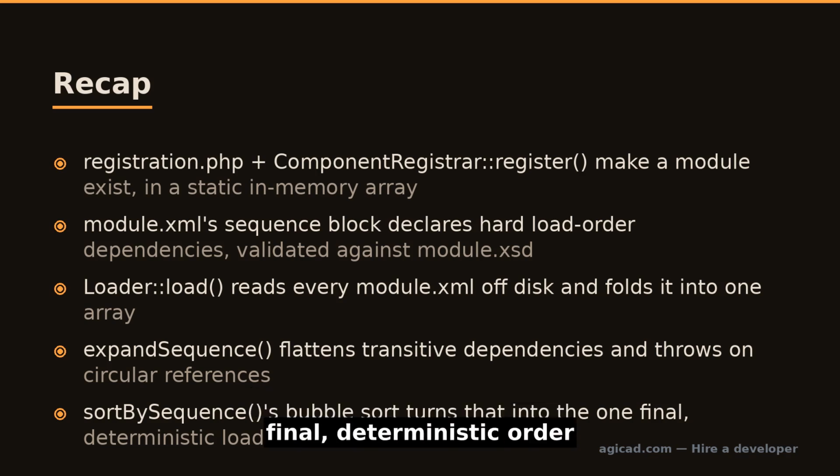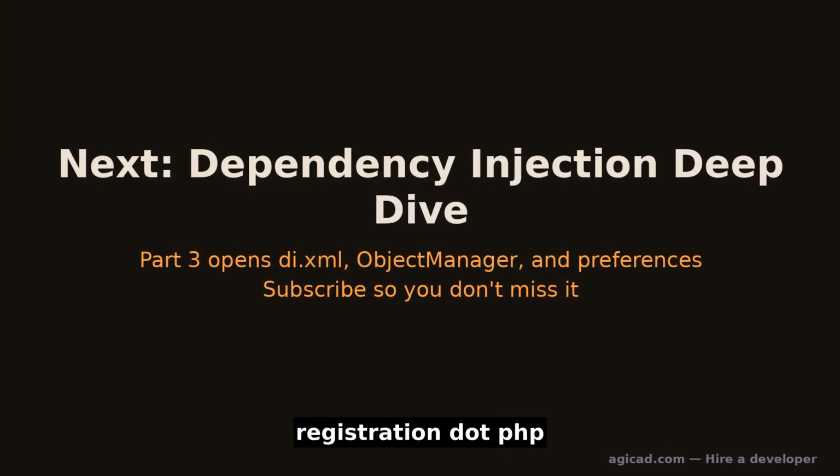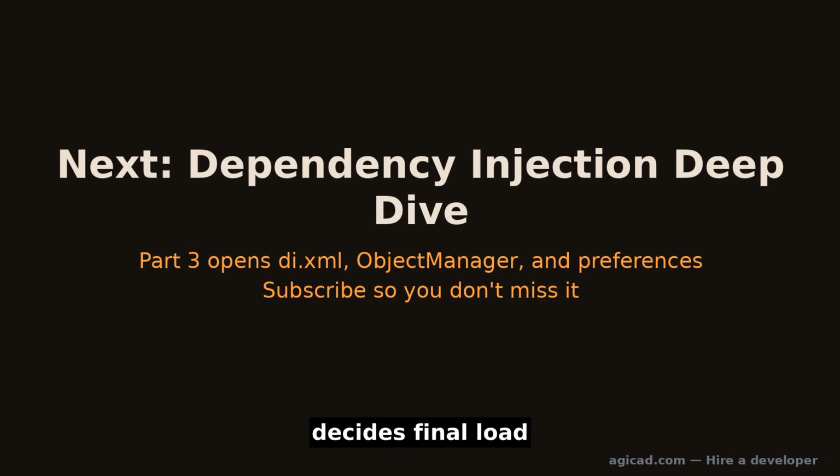That's the real module system, from registration.php down to the bubble sort that decides final load order, every file and line cited from the pinned 2.4.9 source. Part 3 goes into dependency injection itself. di.xml, the object manager we first met in Part 1, and how Magento resolves preferences between interfaces and concrete classes.